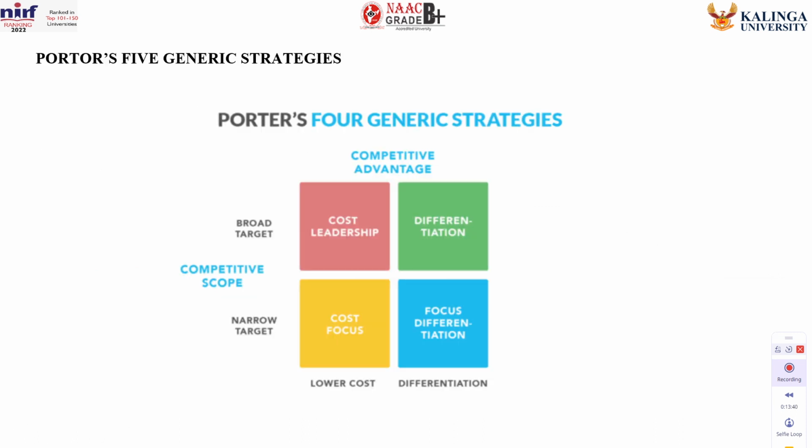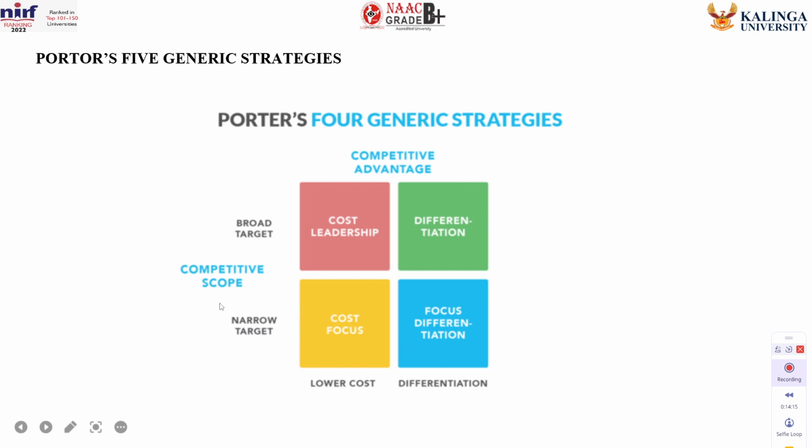Now let's come to Porter's four generic strategies. I'm sorry, there's a mistake over here. So Porter's four generic strategies. If you look at this, on the x-axis we have the cost, and on the y-axis we have competitive scope. So if you have a narrow target and lower cost, and you have a lower target segment, then you should be going for the cost focus approach.